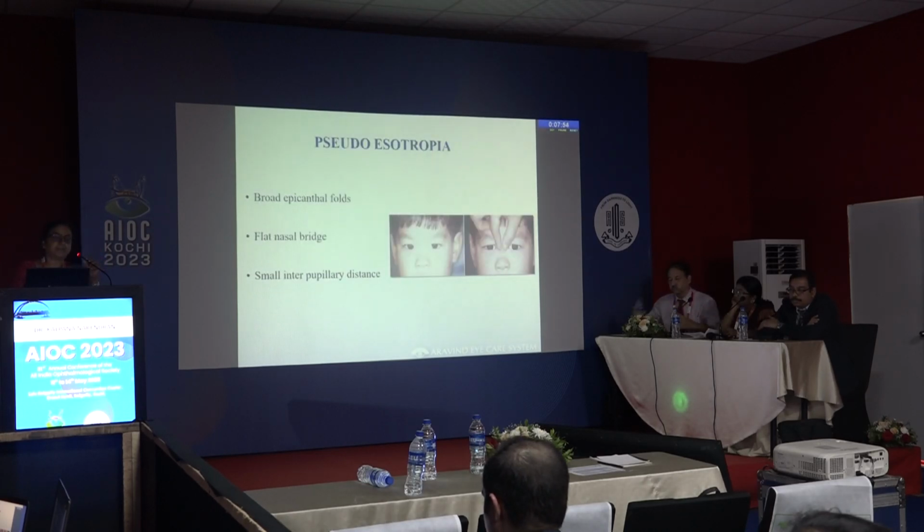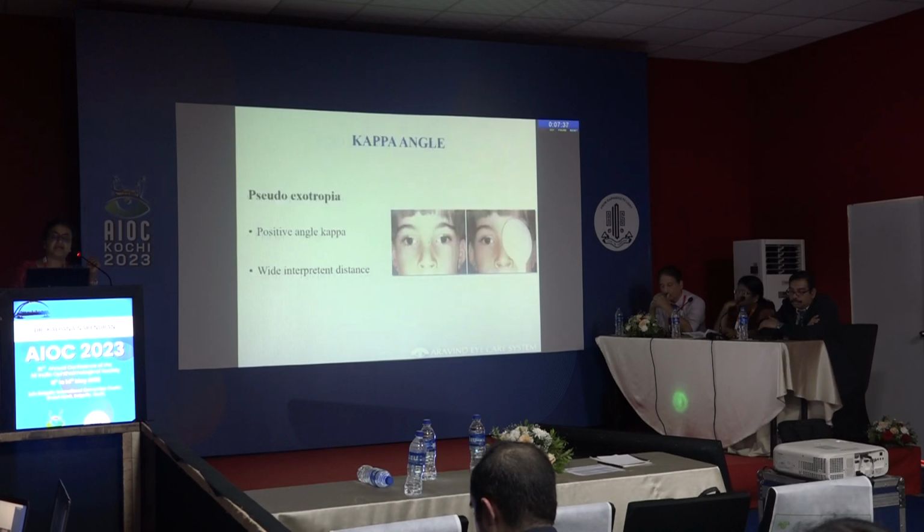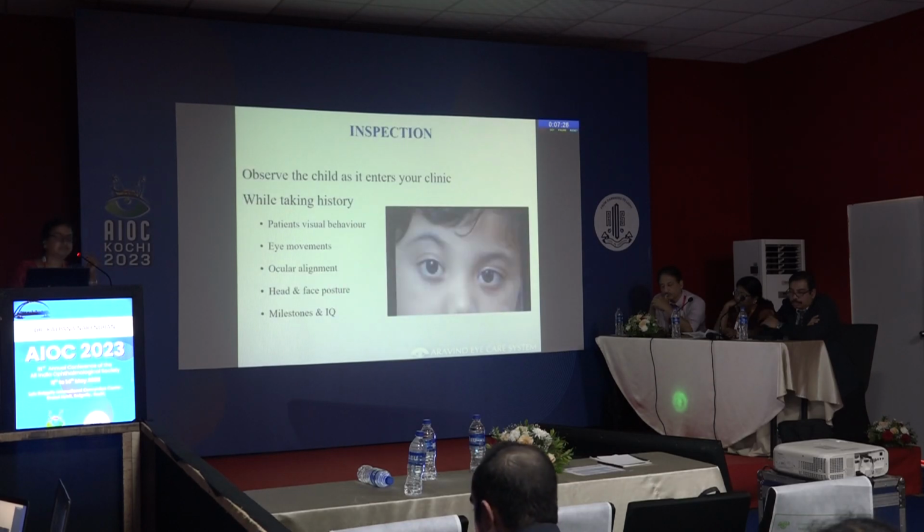So talking about the apparent squints, this is a patient where you have a prominent epicanthal fold with a flat nasal bridge that can present as a pseudoesotropia. So always keep in mind that not all patients who present have true strabismus. Always keep in mind about pseudostrabismus. And pseudoexotropias, mainly because of positive angle kappa, they have a wide interpupillary distance, a telecanthus, which can present as a pseudostrabismus.